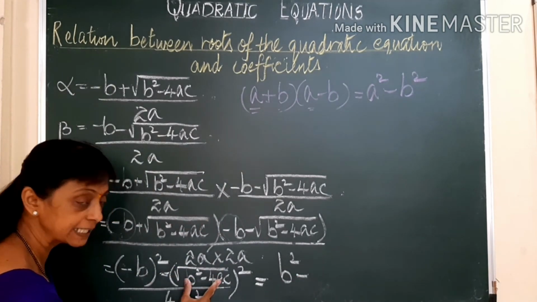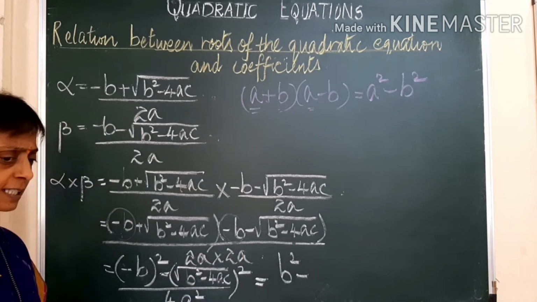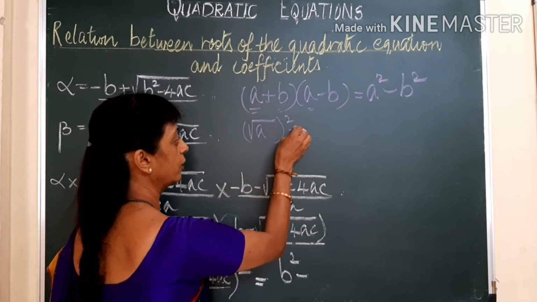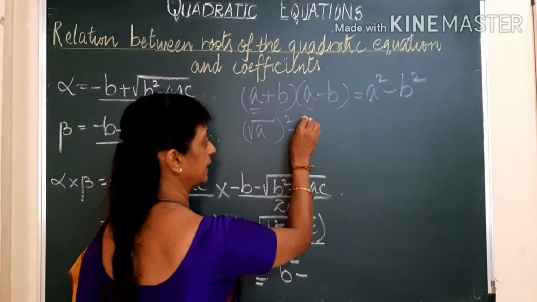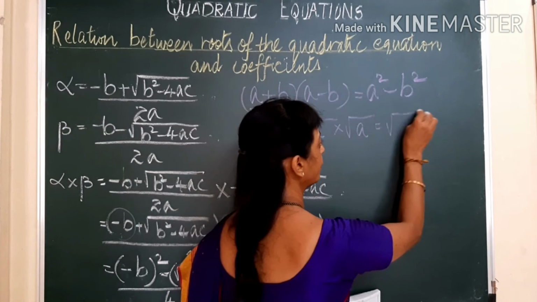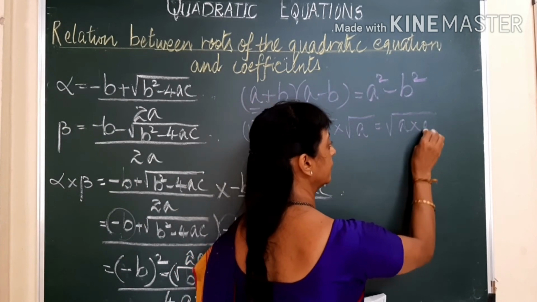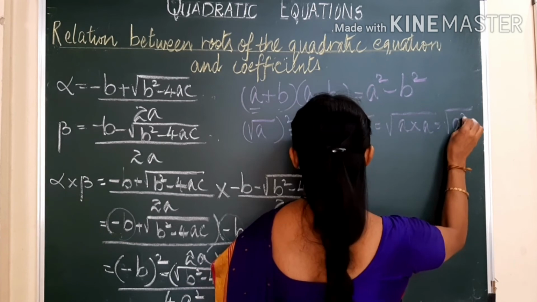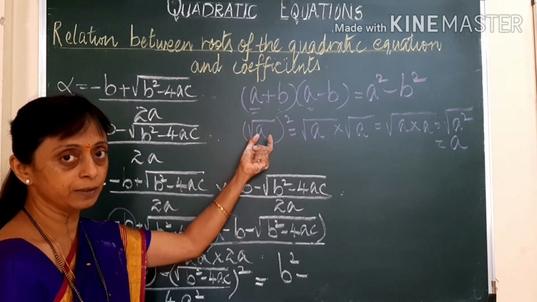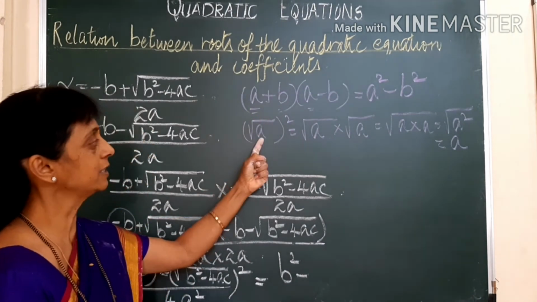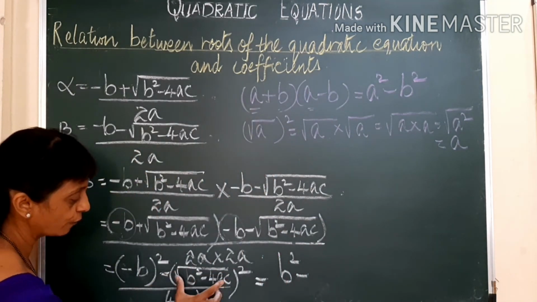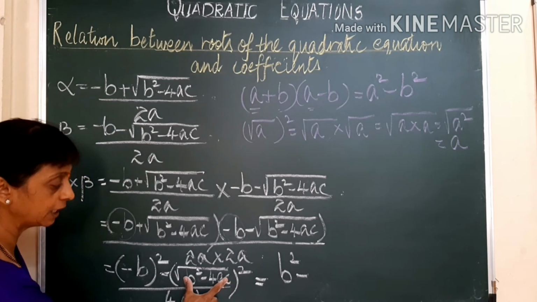Now, children, pay attention over here. Root of b square minus 4ac, the whole square. You've already studied, children. When you have root of a, the whole square, what answer do you get? It is nothing but root a into root a, which gives you root of a into a, which is equal to root of a square, that is only a. So when you have a term in the square root sign which is square, ultimately the answer is the term itself. Same thing you apply over here. Root of a square will just be equal to a.